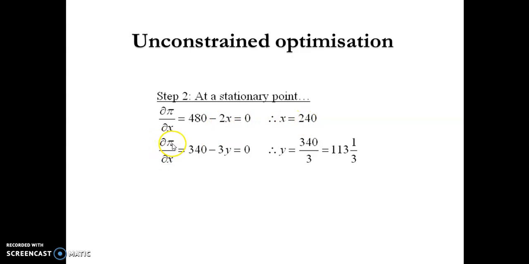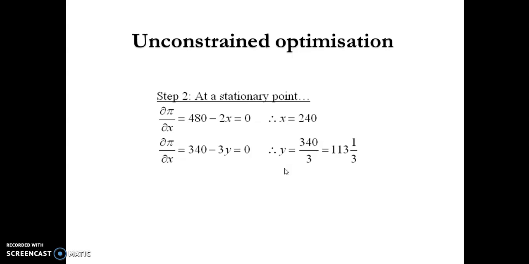Here we have our first order partial derivative with respect to y. This is again a typo, so this should be y. If we set this equal to 0 and we take the 3y over, it becomes positive. Hence, y is simply going to be 340 divided by 3. y is equal to 113 and a third.